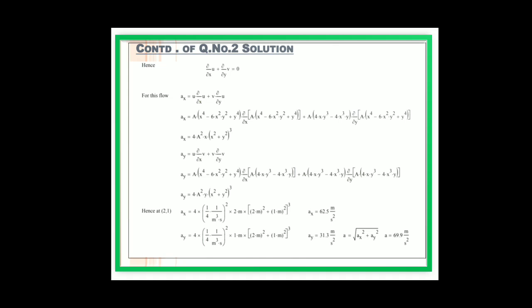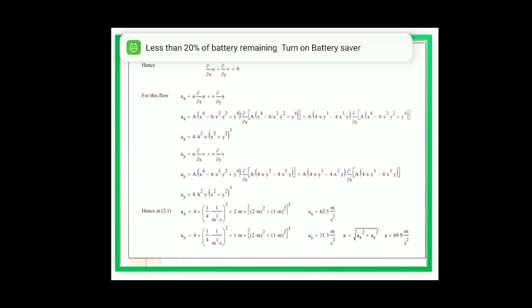Then ay = 4 × (1/4 per meter cubed per second) squared × 1 meter × ((2 m)^2 + (1 m)^2)^3. The m given in the question is meter. Then ay = 31.3 meter per second square.